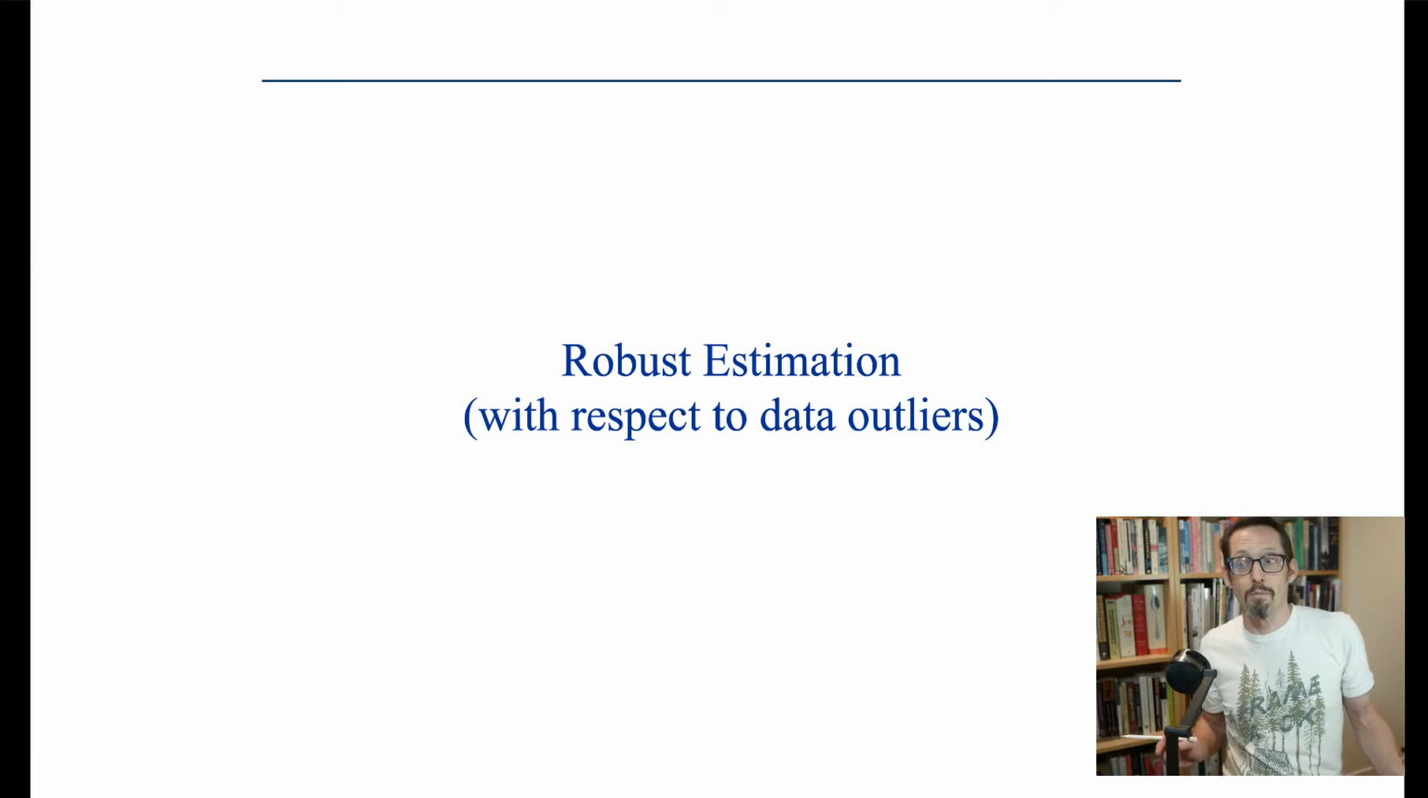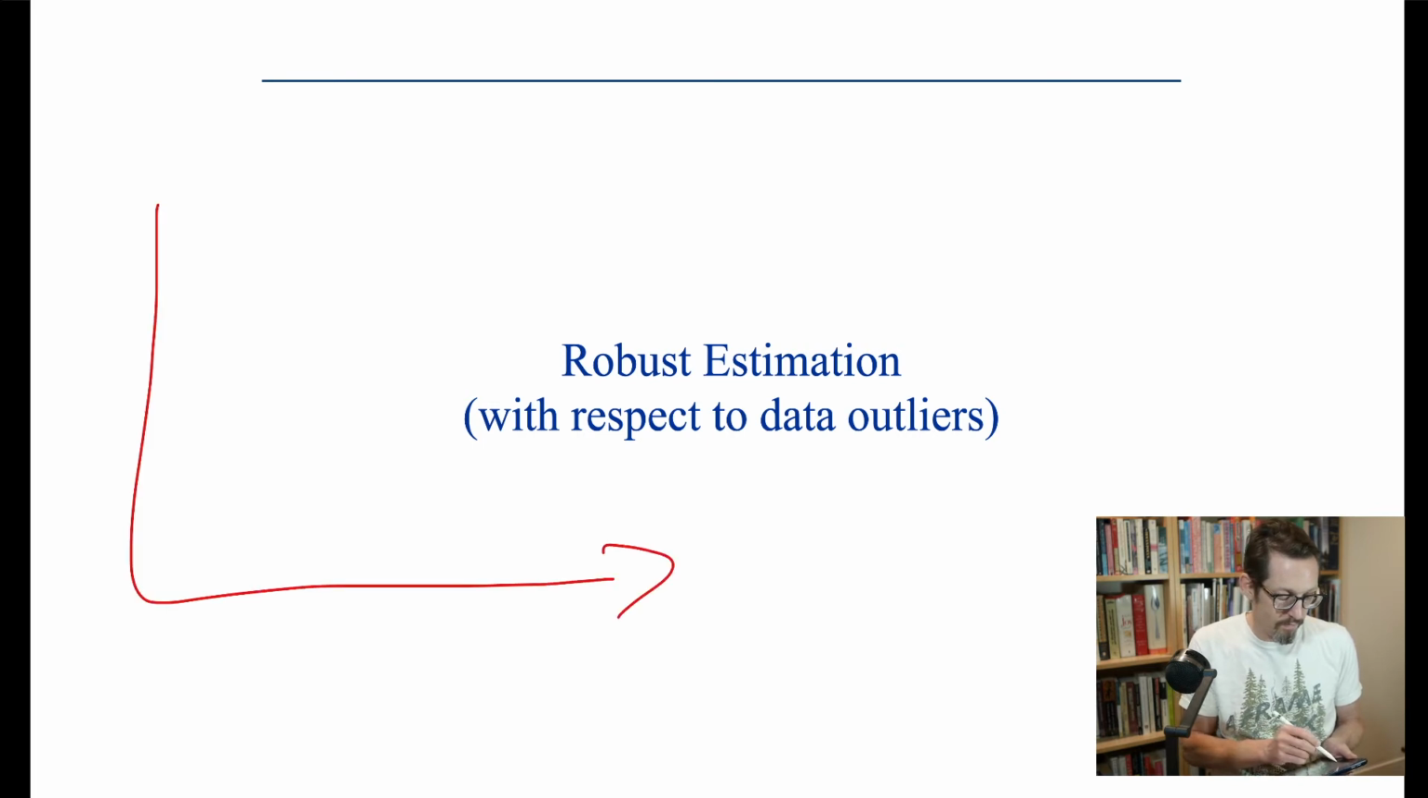Well, let's throw an example at you that it doesn't work for. All right? So let's talk briefly about robust estimation. Robust estimation is the idea that you have some data points, and maybe there's an underlying structure here, but maybe some of these data points are what we call outliers.